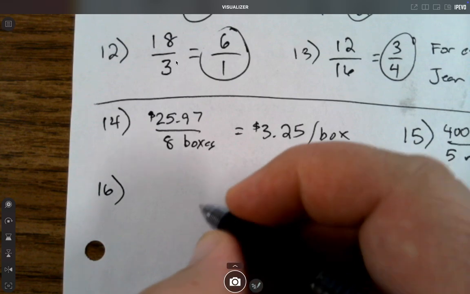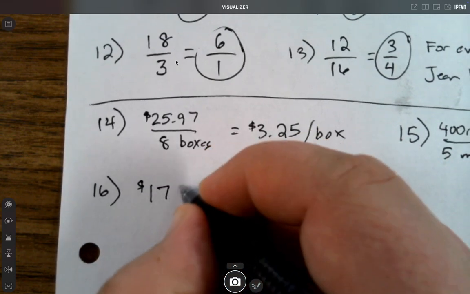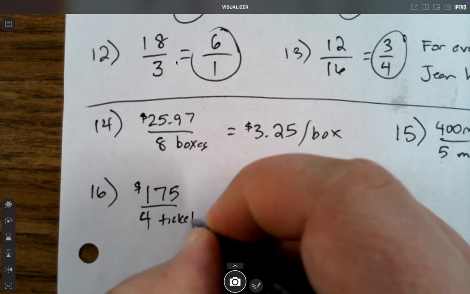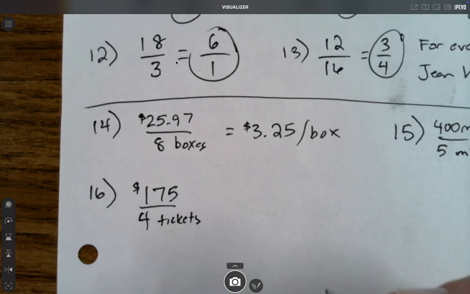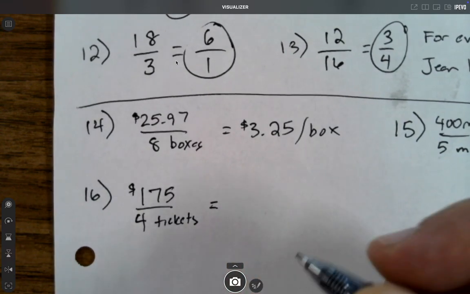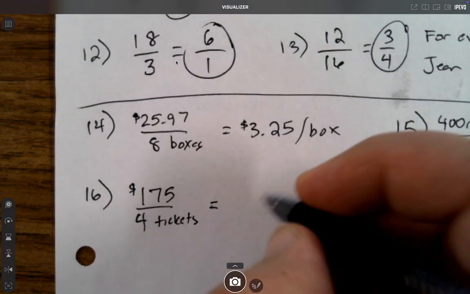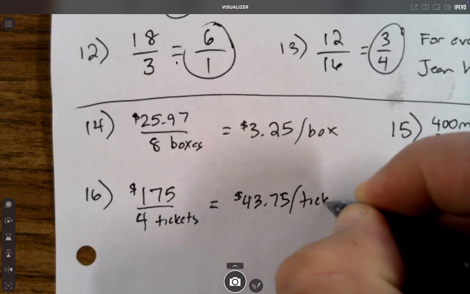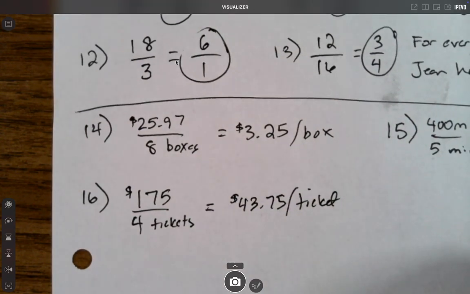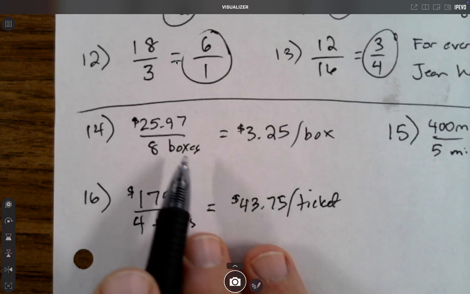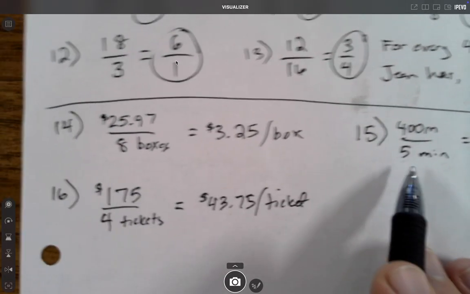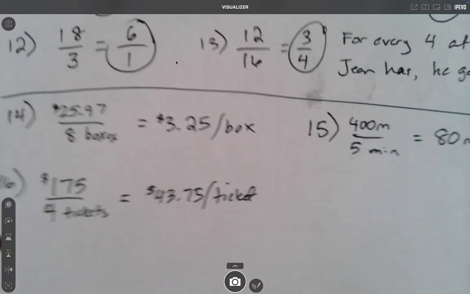16, $175 for 4 concert tickets. So we want to know from that information how much 1 ticket costs. So we do 175 divided by 4, and that gives us $43.75 per ticket. Because remember, unit rate, it's called unit because we want to know how much it is for one thing. Like here we want to know the cost for one box. Here we want to know how many meters in 1 minute. What's the cost of one ticket?